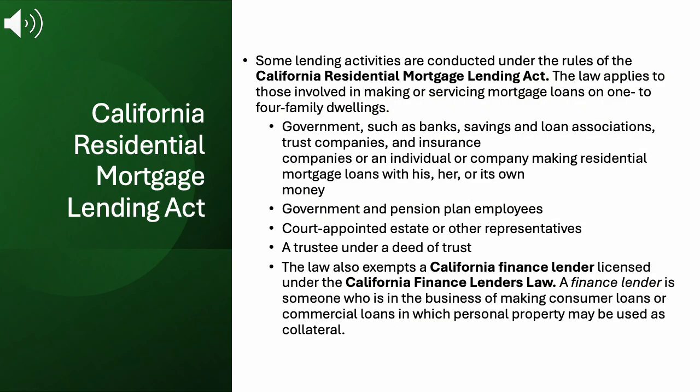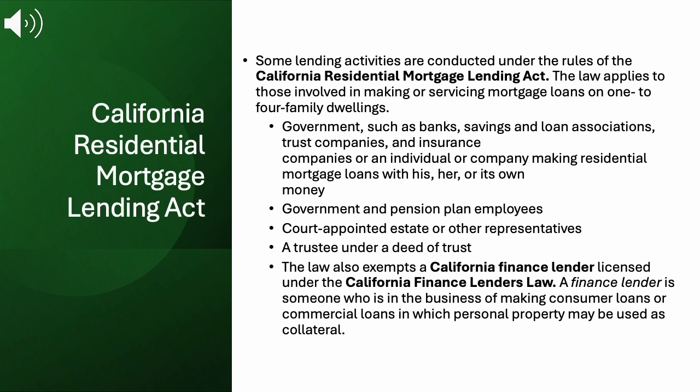California Residential Mortgage Lending Act. Some lending activities are conducted under the rules of the California Residential Mortgage Lending Act. The law applies to those involved in making or servicing mortgage loans on 1 to 4 family dwellings. Exempt are government-regulated entities such as banks, savings and loan associations, trust companies, and insurance companies, or an individual or company making residential mortgage loans with his, her, or its own money.